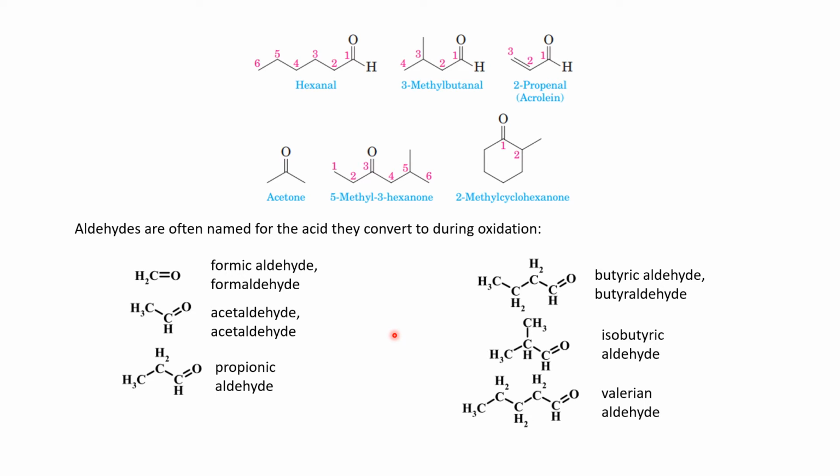Aldehydes are often named for the acid they convert to during oxidation. For example, formic aldehyde, formaldehyde. Next, acetaldehyde. Next, propionic aldehyde, containing three carbons. Butyric aldehyde. Next, the isomer, isobutyric aldehyde. And valeric aldehyde.